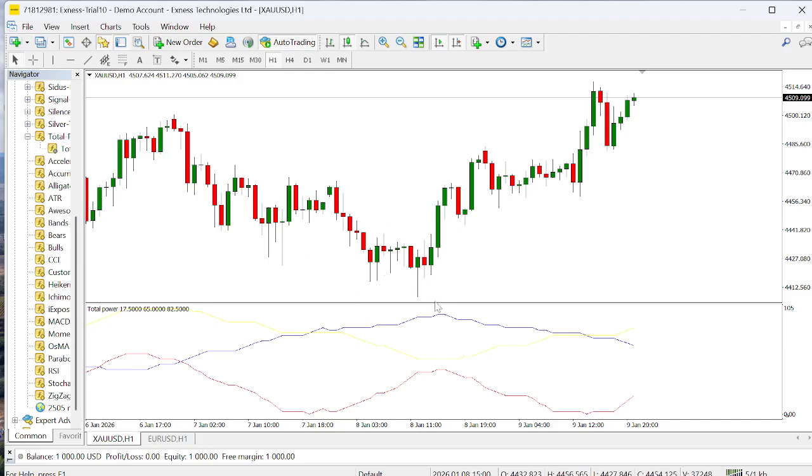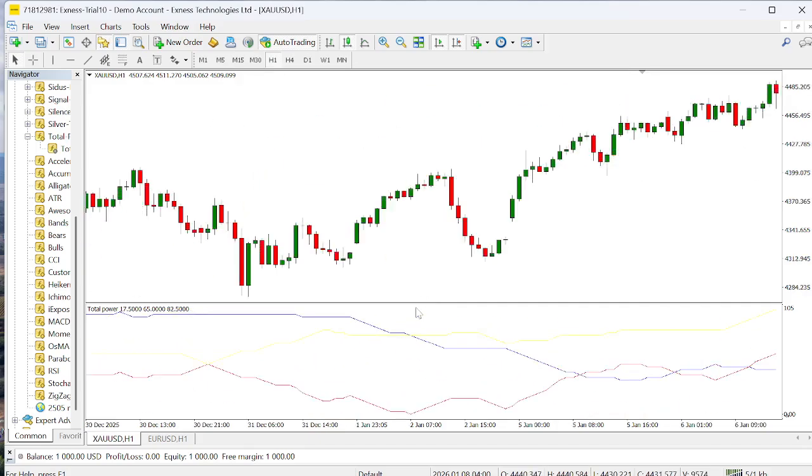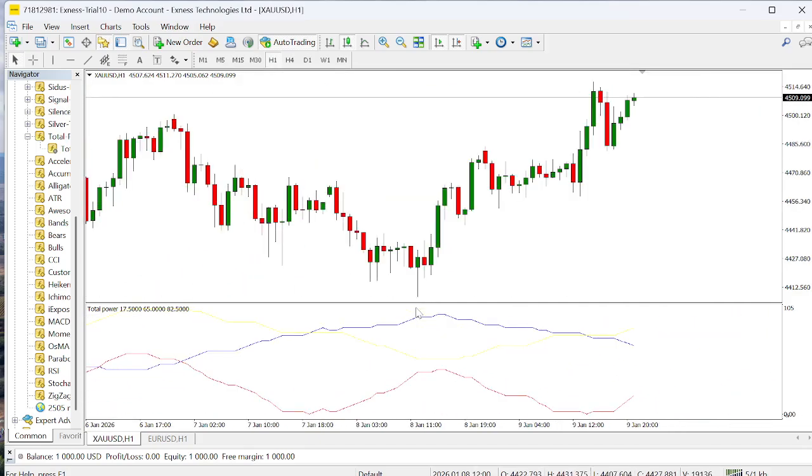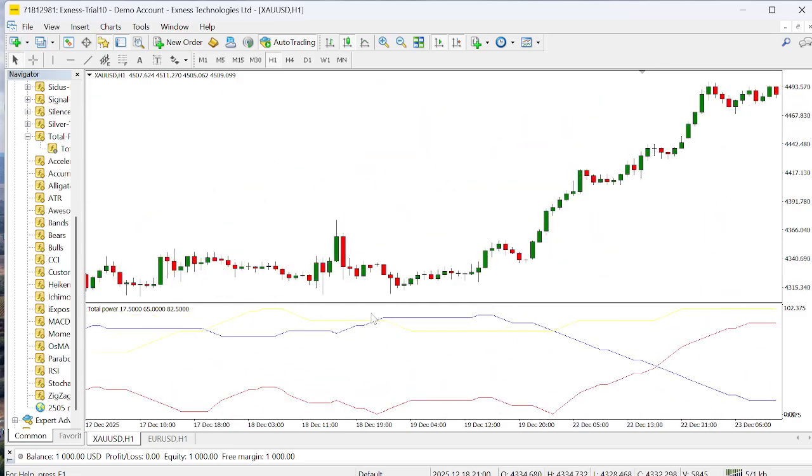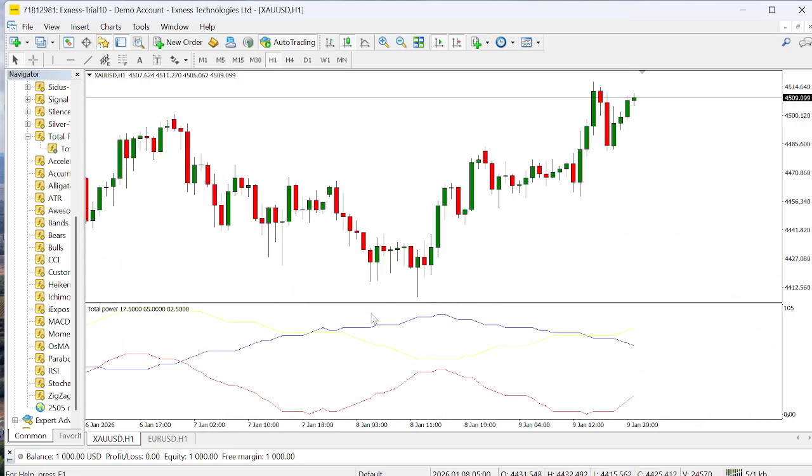You can see it's installed on the chart already. You can see how it looks, and it's quite easy to interpret and use actually. On the chart, the total power indicator displays in a separate window with three lines: the bull power line, the bear power line, and the total power line.